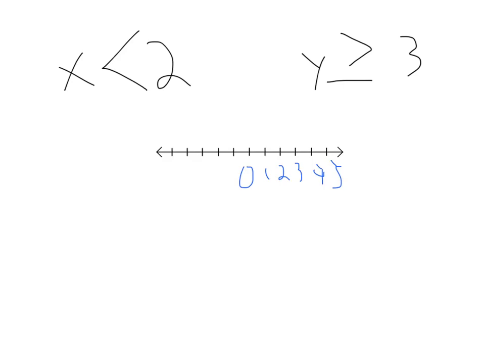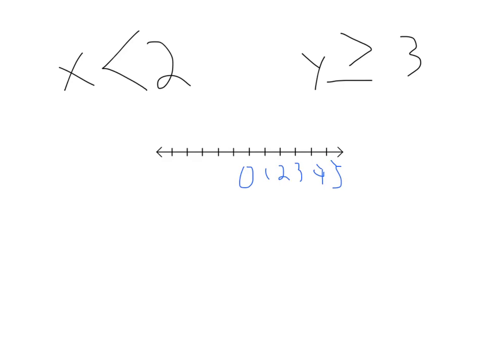Could it get really, really, really stinking close to 2 but never actually be 2? Yes. But what about y is greater than or equal to 3? Does that mean it could be any number greater than 3, like 4, 5, 6, 7, 8, 9, infinity? Yes. Could it also be 3 itself? Yes. So that way you can actually include 3 with it.